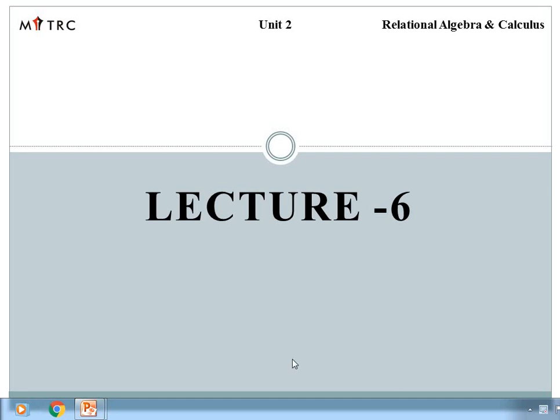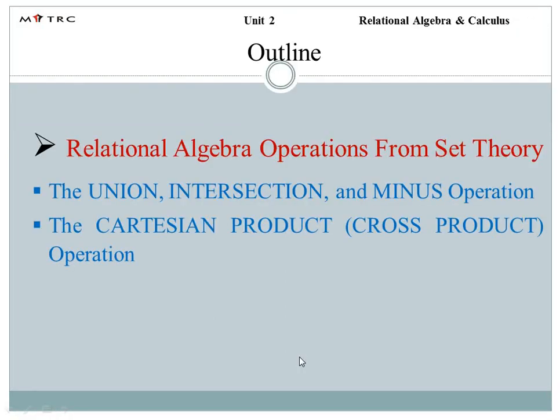Hello students, today we are going to discuss lecture number 6. In this lecture we are going to discuss the relational algebra operations from set theory. We will see that the union, intersection and minus operations and the Cartesian product are the basic operations present when we discuss relational algebra operations from set theory. That means today's lecture comprises these outlines that we are going to discuss one by one.